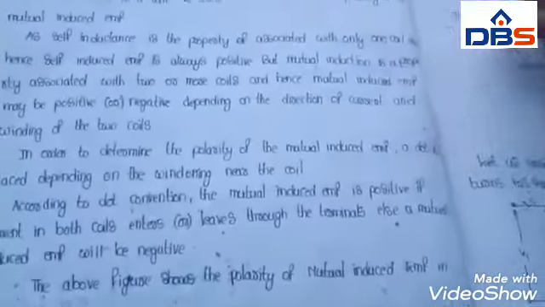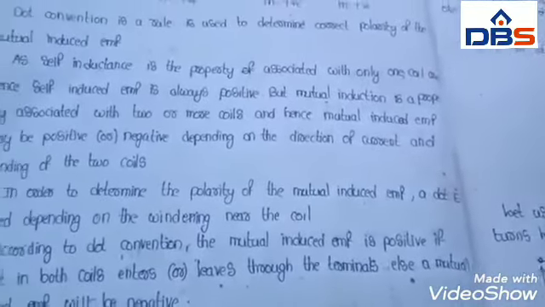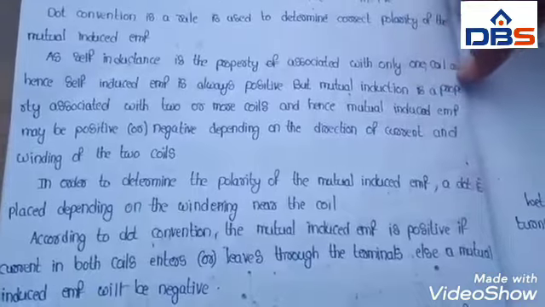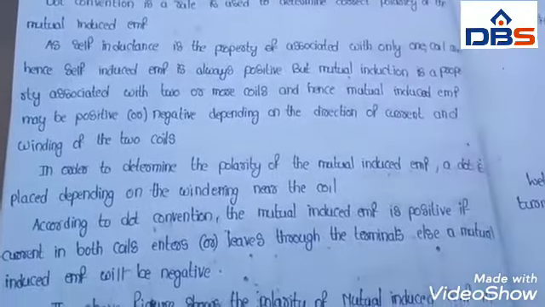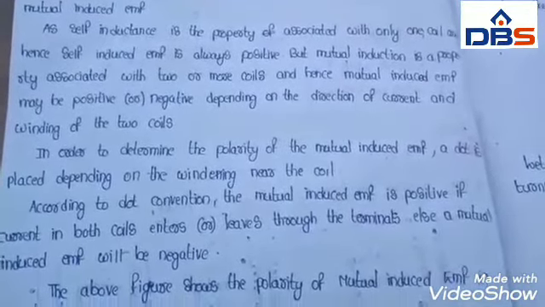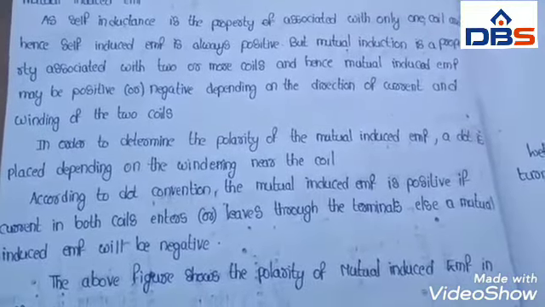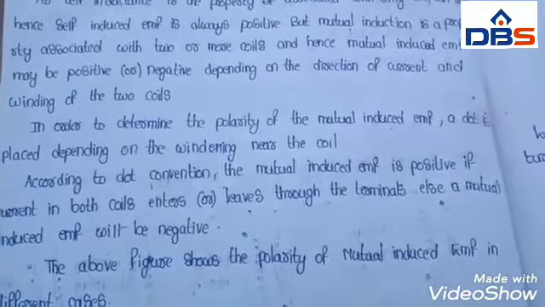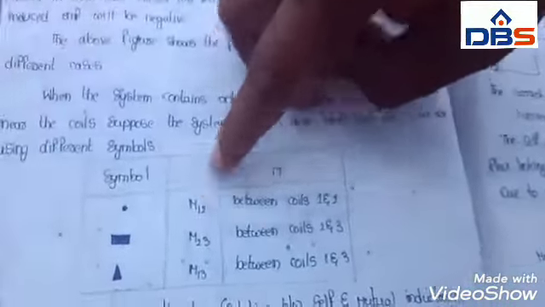Self-inductance is a property associated with only one coil, and the self-induced EMF is always positive. But mutual inductance is a property associated with two or more coils, and hence the mutual induced EMF may be positive or negative depending upon the direction of the current and the winding of the two coils. So this table will clearly show the symbol and mutual inductance.